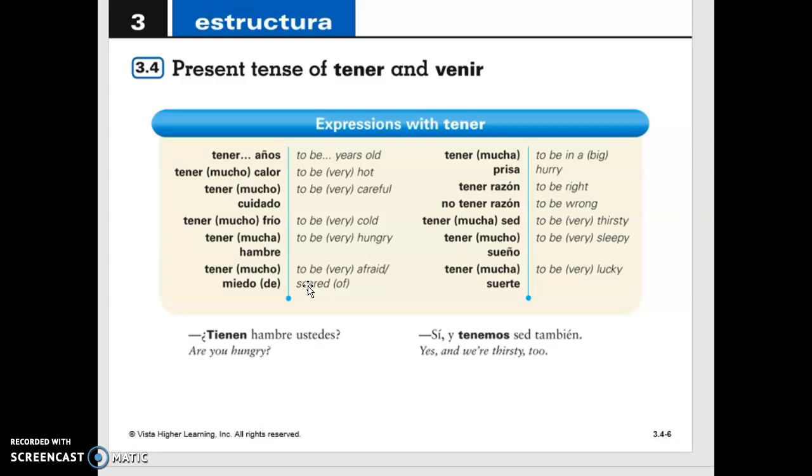So obviously, whenever you want to conjugate this, you will have to make it match with the person. So in here, you're going to say, tengo 15 años. Tengo prisa. Okay, I am in a hurry. Tengo frío. I am cold. Tengo miedo. I am scared. So look at these expressions and review the conjugation of tener particularly.